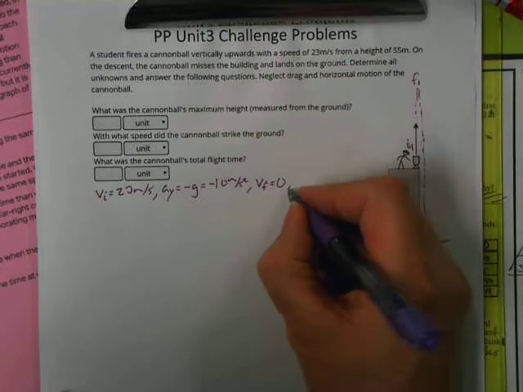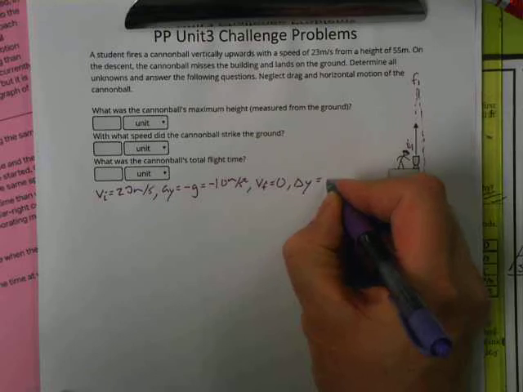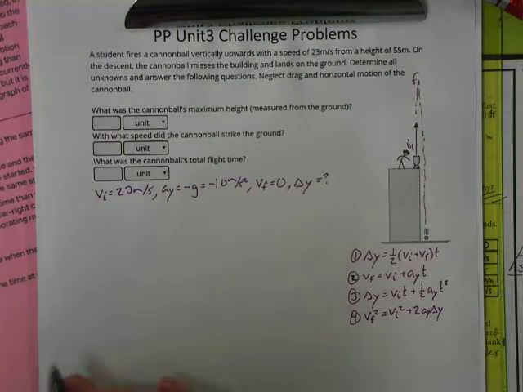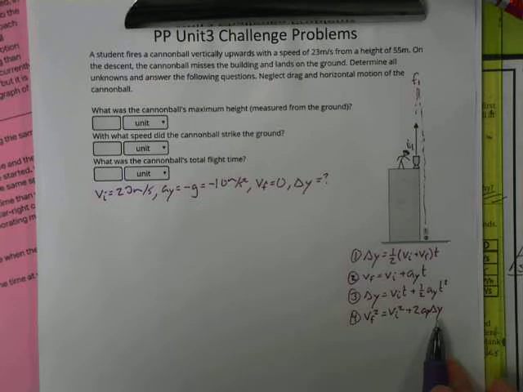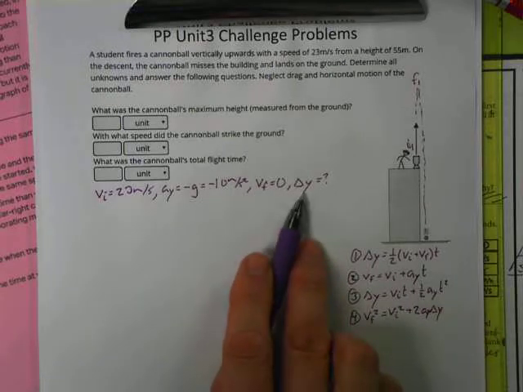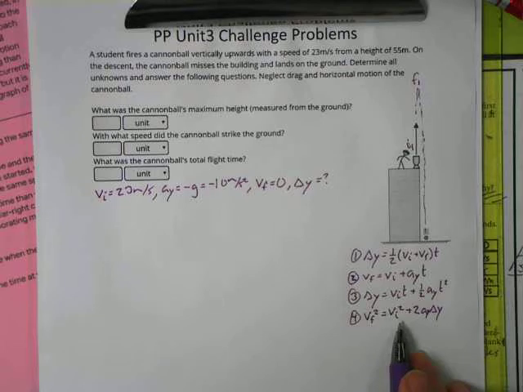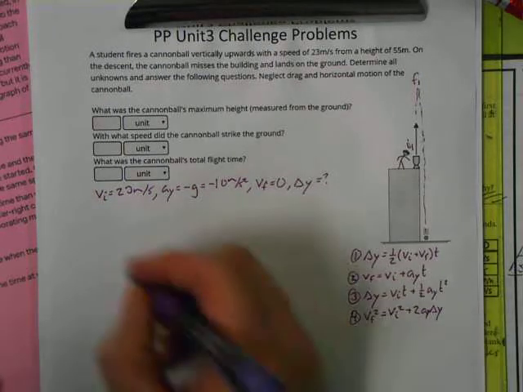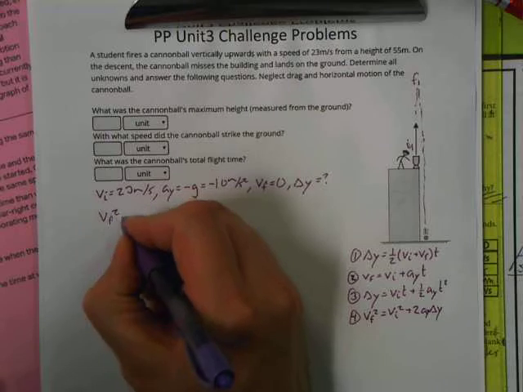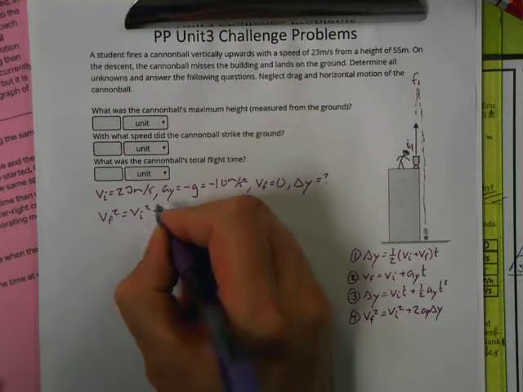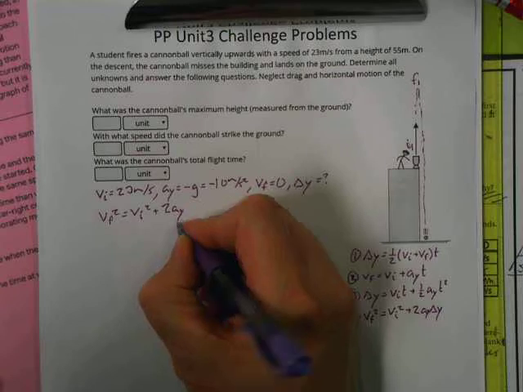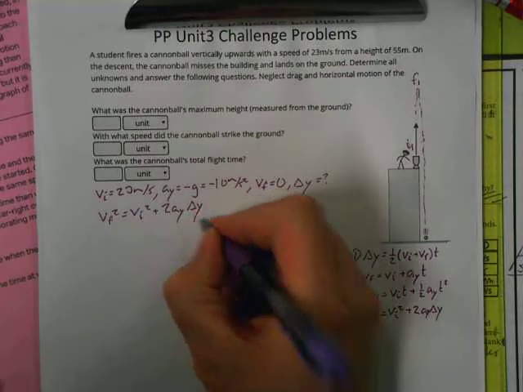So what are we finding here? We are finding delta y. All right, so looking at our kinematic equations, we have an initial velocity, a final velocity, and we would like to figure out what the displacement is. We can go straight to the fourth equation here and figure that out without needing anything else. All right, so the fourth equation, v final squared is equal to v initial squared plus 2 times the acceleration in the y direction times the change in y.